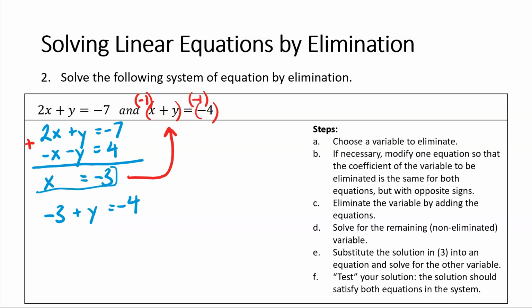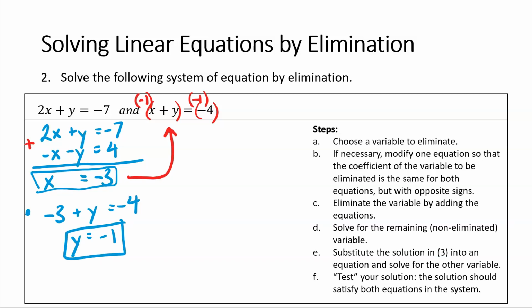Let me be clear. I'm starting here by substituting that negative 3 value for x in the x plus y equals negative 4 equation. Now I can solve for y. y equals negative 4 plus 3. So I can add 3 to both sides of this equation. So negative 4 plus 3 is a negative 1.